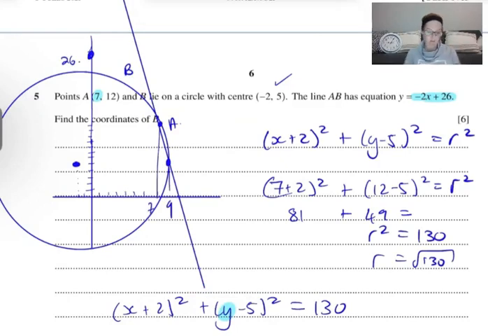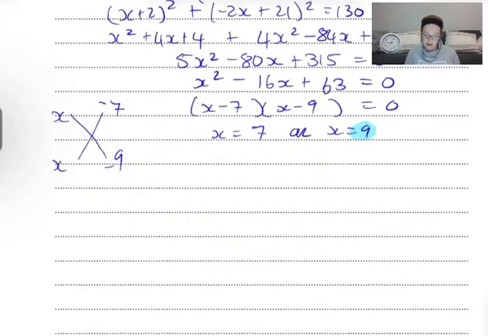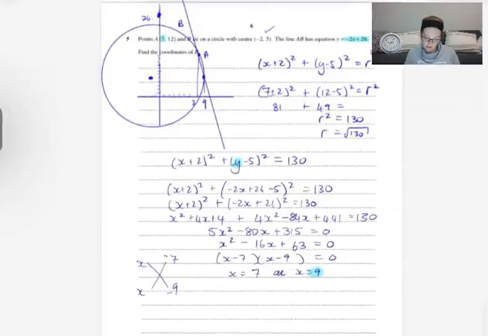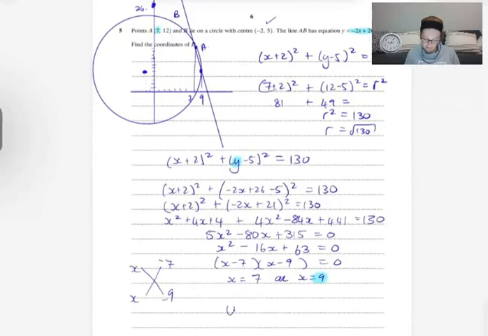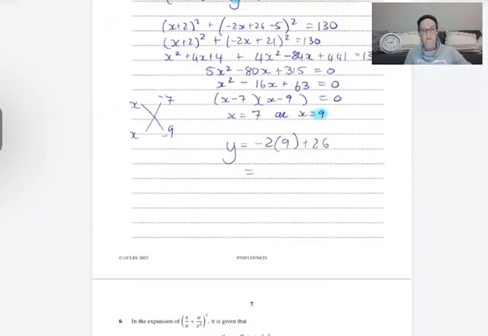Okay, what did they ask for? Find the coordinates of B. So if B is 9, then I need to work out, and I can basically plug in my straight line, minus 2 times 9 plus 26. Minus 18 plus 26.